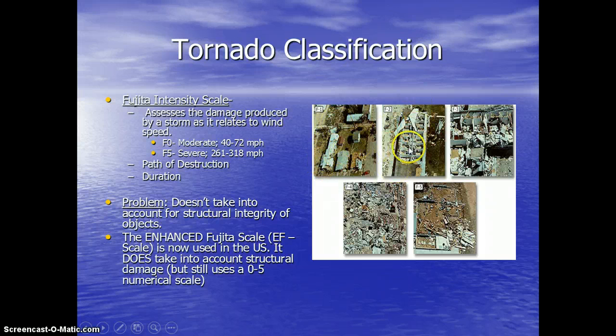Not much. F2, 3, 4, and 5 total damage. F5's winds can be up to 318 miles an hour. There is an enhanced Fujita scale, the EF scale, that takes into account how well buildings are built as well.